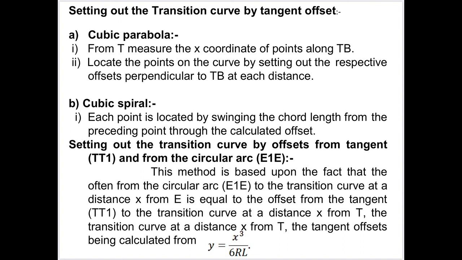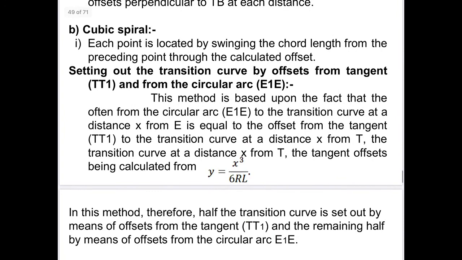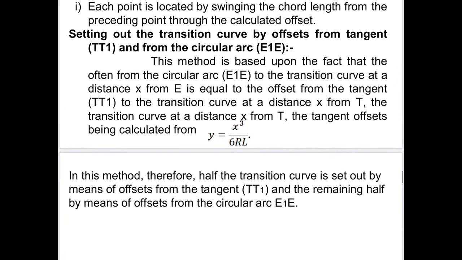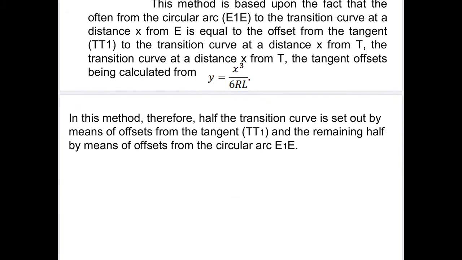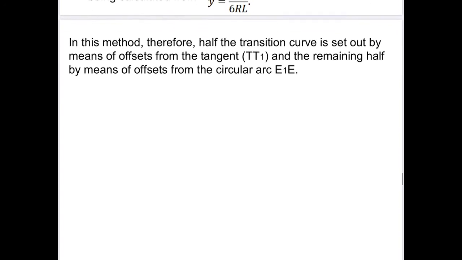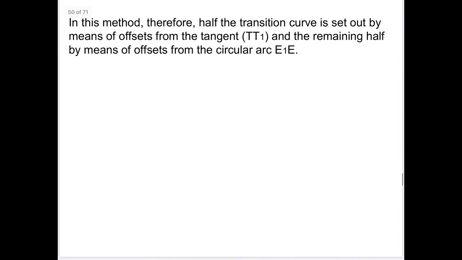So using this formula and this method, we can set out the offset from the tangent, and in this method half the transition curve is set out by means of offset from the tangent T1, and the remaining half by means of offset from the circular arc E1E. So in this video we have discussed the transition curve, its objectives, its requirements, the types of transition curve, how to find its length, and how to set out the transition curve.